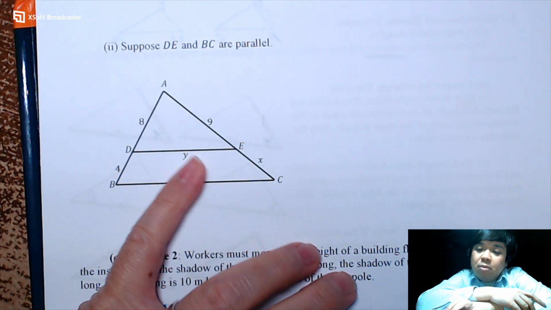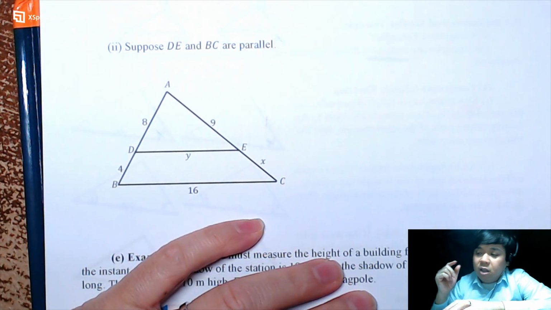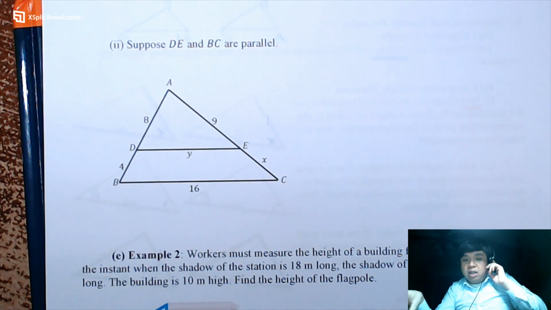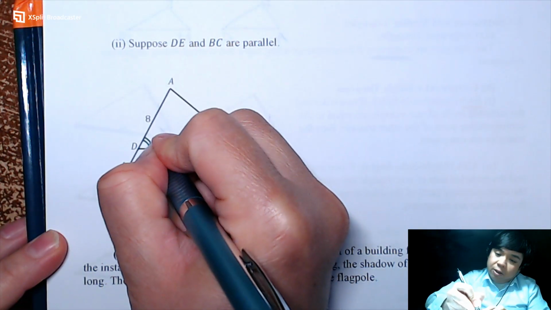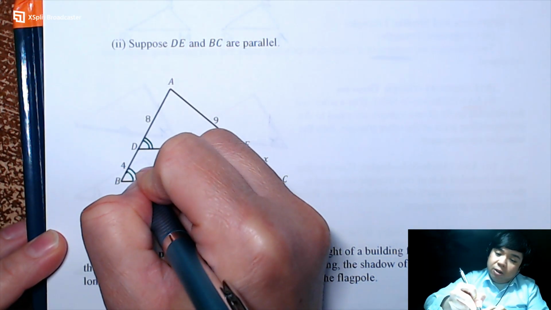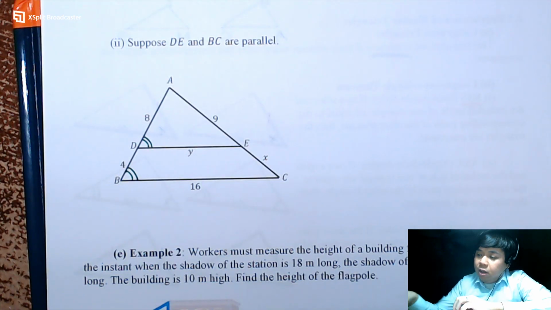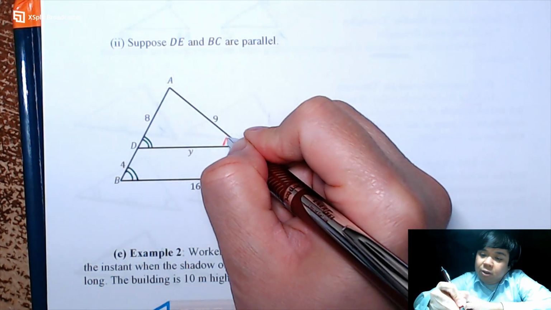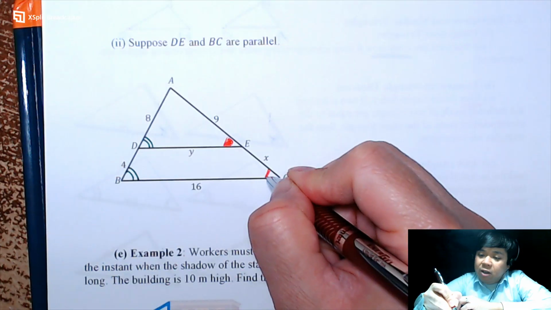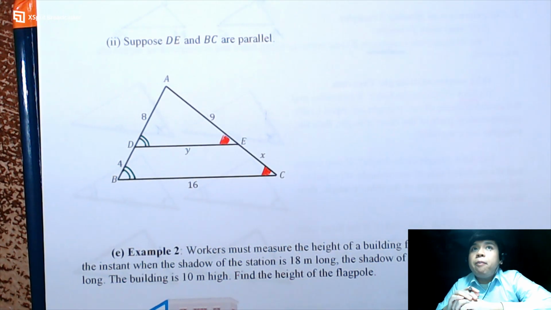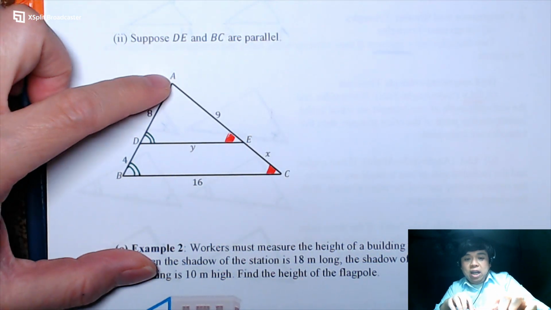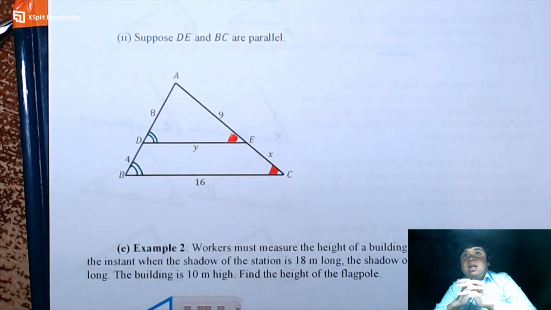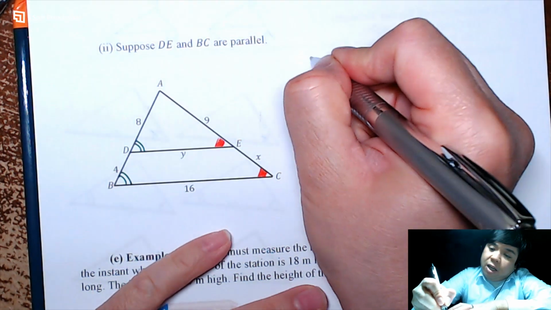Suppose that DE and BC are parallel, so we have two parallel lines. With parallel lines like that, automatically we have a transversal, and this angle is the same as this angle, and this angle is the same as this angle, because of a transversal on parallel lines. Now with that, we can say triangles ADE and ABC are similar.